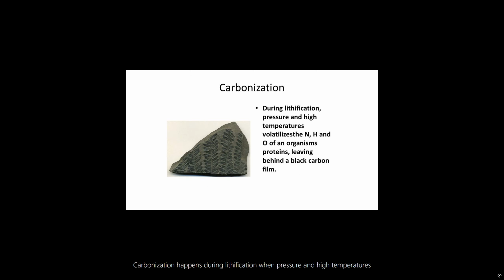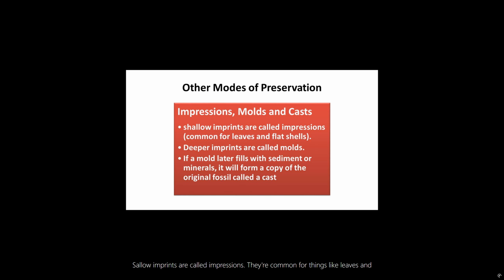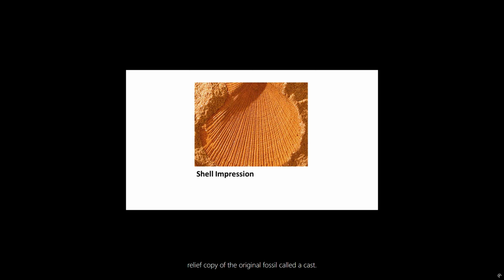Carbonization happens during lithification, when pressure and high temperatures volatilize the nitrogen, hydrogen, and oxygen of an organism's proteins, leaving behind a black carbon film. This is an exceptional alteration of soft flora and fauna. Shallow imprints are called impressions. They're common for things like leaves and flat shells. Deeper imprints with a negative relief are called molds. If a mold later fills with sediment or minerals, it will form a positive relief copy of the original fossil called a cast. This is a photo of a shallow impression of a fossilized shell.